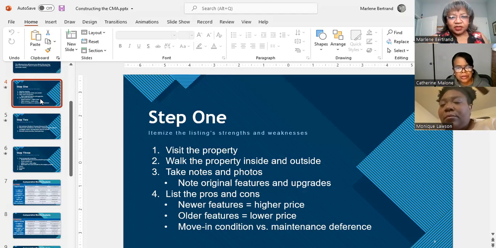And so you're going to do step one for either the buyer or the seller, depending on who you're representing, but your mindset is going to be different whether you're representing the buyer or the seller. So does that make sense?